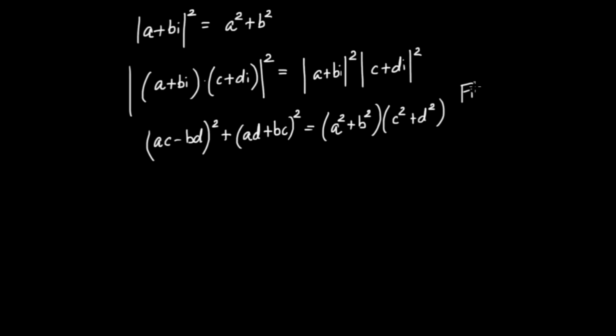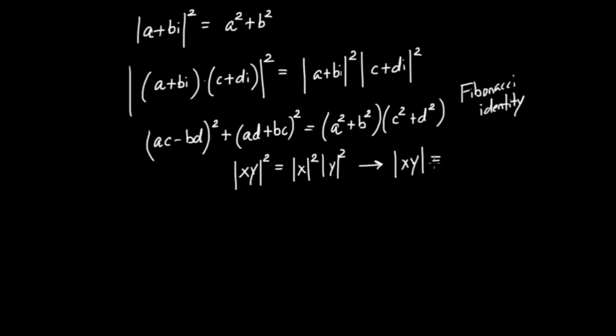I think it's actually called the Brahmagupta-Fibonacci identity. And this is what makes this property possible. This property that if I have two complex numbers, x and y, multiply them, then take the squared magnitude, then this is equal to the product of squared magnitudes of x and y. Or equivalently, the magnitude of xy is equal to the magnitude of x times the magnitude of y. When we understand magnitude in this sense, motivated by the Pythagorean theorem.